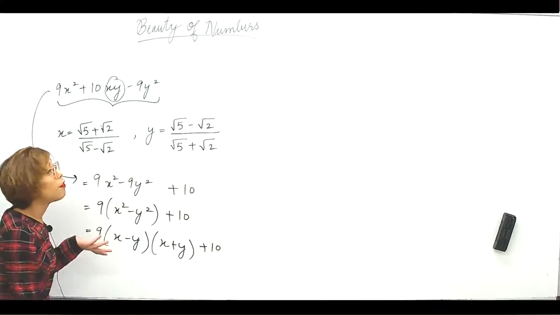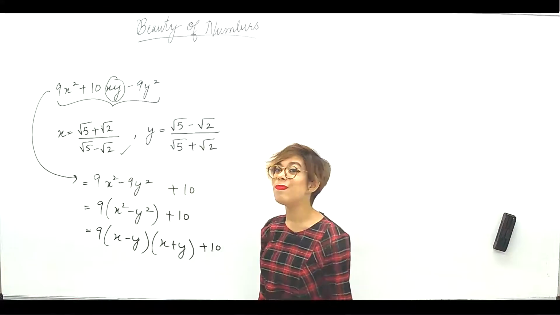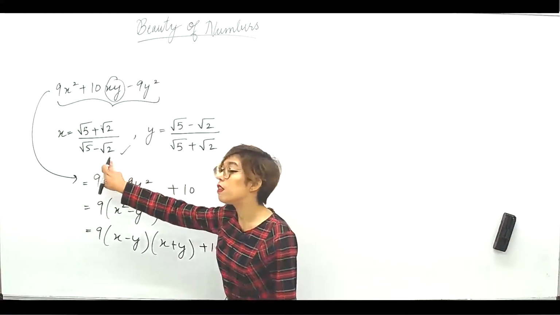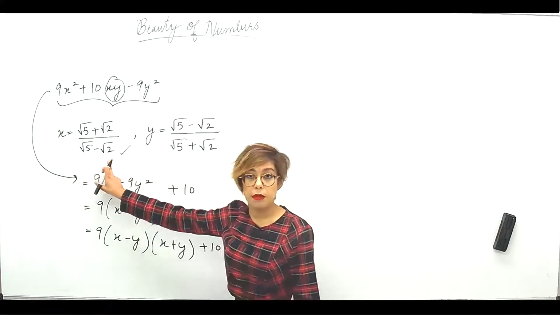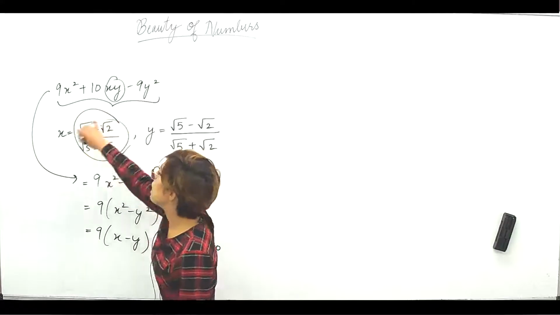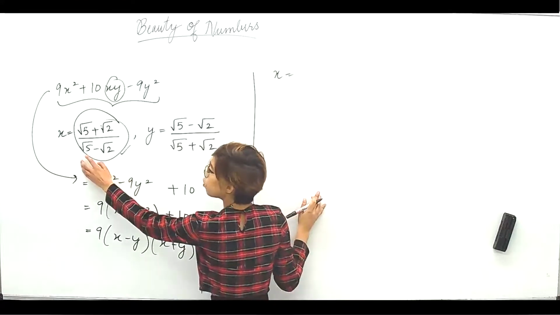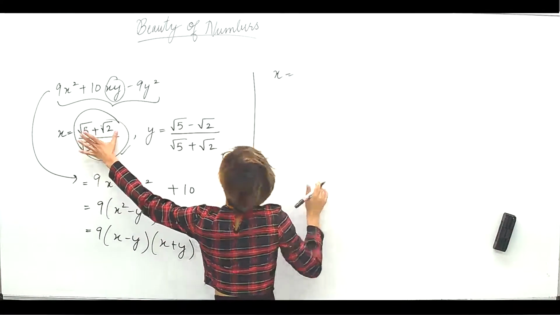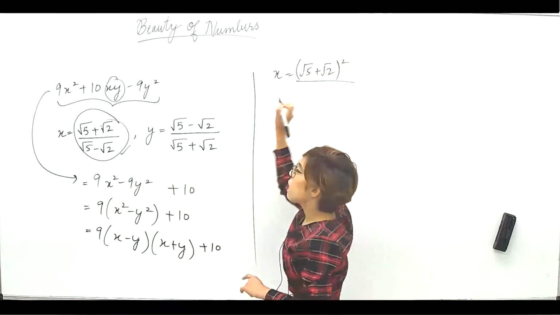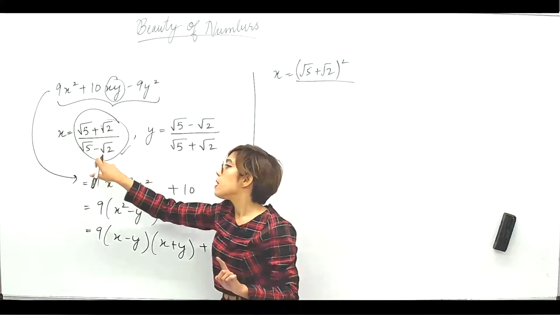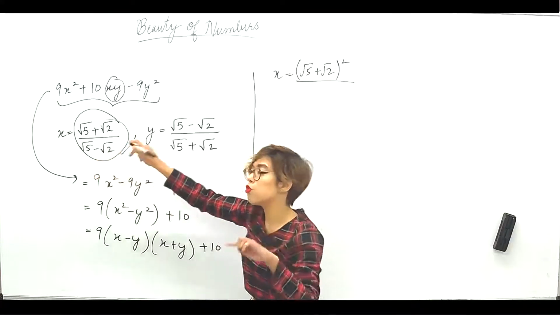So 9 into x minus y into x plus y plus 10. Right? Now you say, ma'am, you have to put in the value. Of course I have to. But tell me, do I put the value like this? Denominator, it has radical terms involved. That means it might be a bit complicated. So I don't want any radical sign in my denominator. So what I'll do is, I will rationalize this. Right? So x को rationalize करते हैं. That means I'll be multiplying by root 5 plus root 2. So the numerator becomes root 5 plus root 2 whole square, whole divided by, now a minus b into a plus b, so a square minus b square, so root 5 whole square 5 minus root 2 whole square 2, so 5 minus 2, 3.